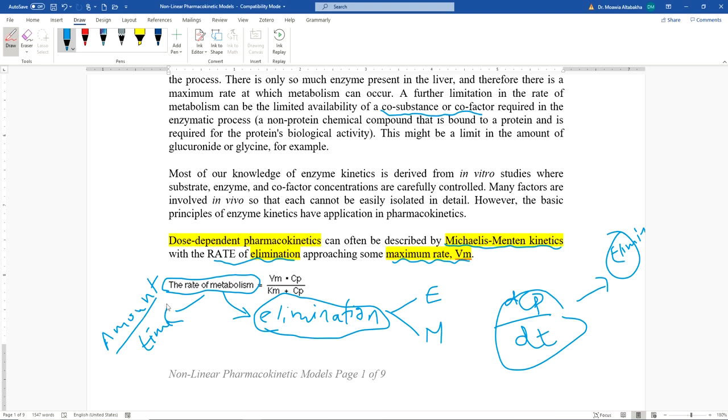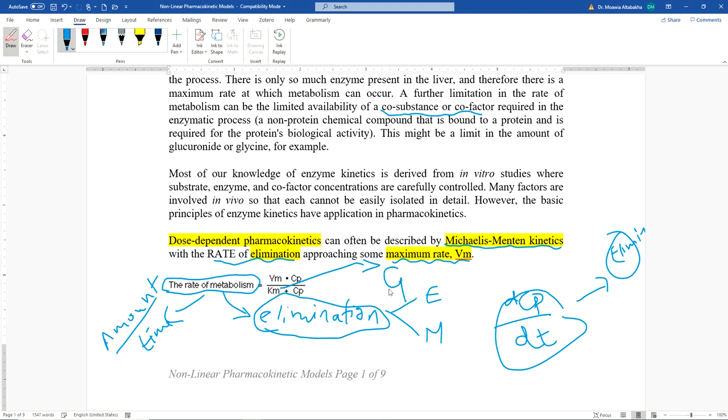So Vm follows the same units of this rate. Okay, so now we know that this is the maximum possible elimination rate or metabolism rate. Now, what about Km? Km is another constant. Like Vm, it is a constant that depends on the patient and the drug. Km is a constant that depends on the patient and the drug. And pay attention, it's a concentration.